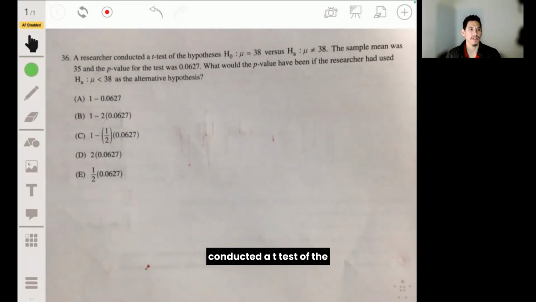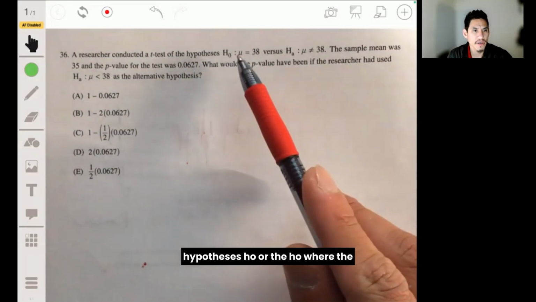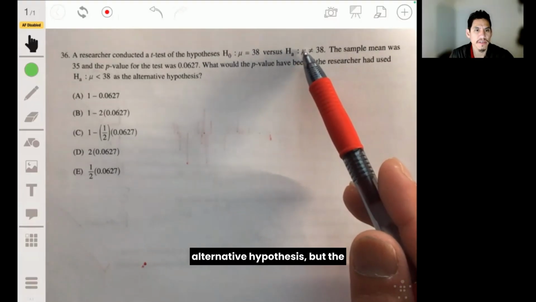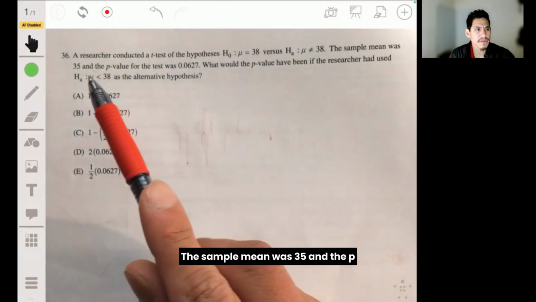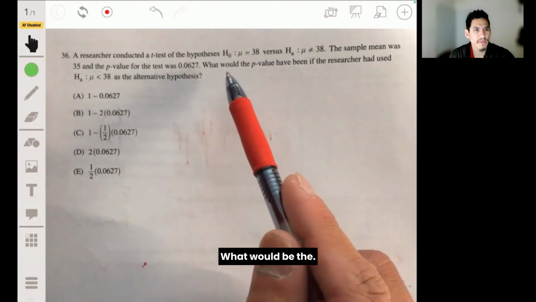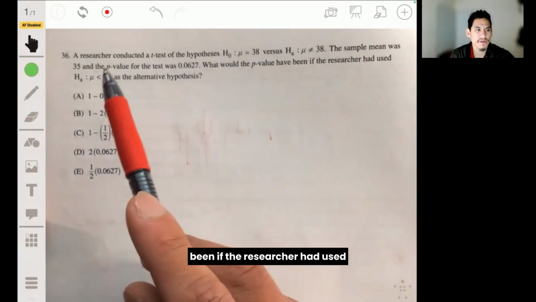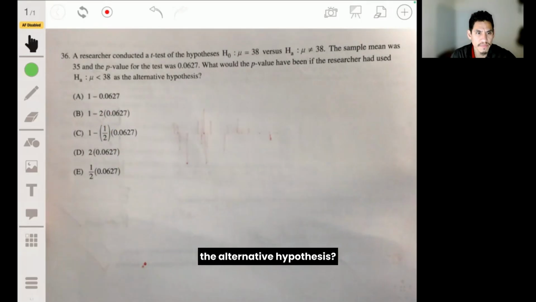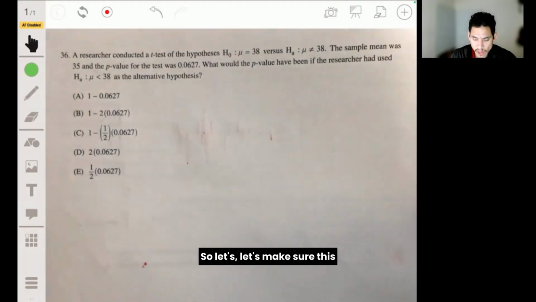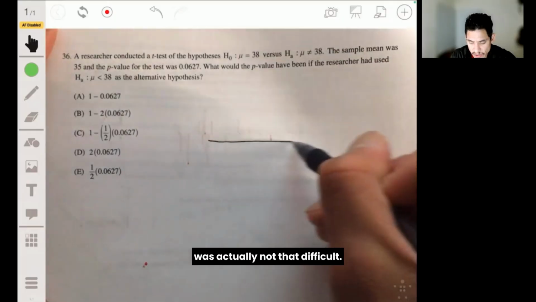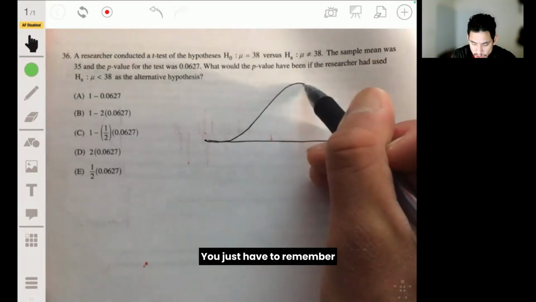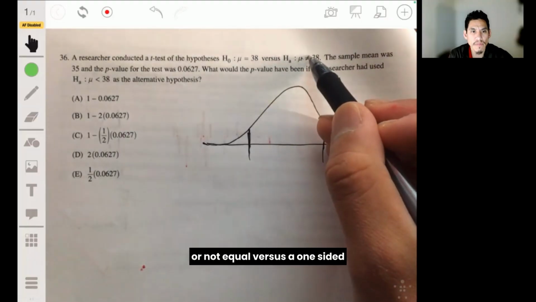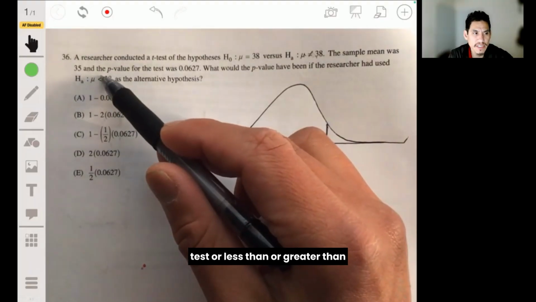For 36, a researcher conducted a t-test of the hypotheses H0, where the true mean is 38, versus HA, the alternative hypothesis, where the mean is not 38. The sample mean was 35, and the p-value for the test is 0.0627. What would the p-value have been if the researcher had used the alternative hypothesis of less than 38? So let's make sure. This was actually not that difficult. It's actually pretty simple. You just have to remember what we're talking about with a two-sided test, or not equal, versus a one-sided test, less than or greater than.